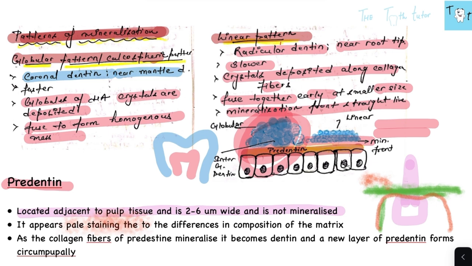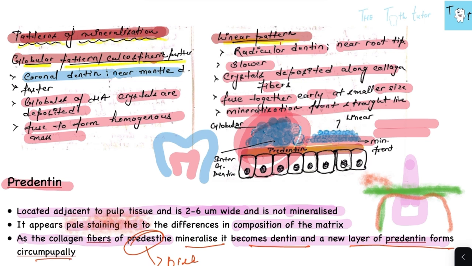Okay, and it is 2 to 6 micrometers wide, and it is not mineralized, so that's why it is called predentin. It appears pale staining because of the difference in the composition of the matrix, because it is not mineralized. As the collagen fibers of the predentin mineralize, it becomes dentin, and a new layer of predentin forms circumpulpally.